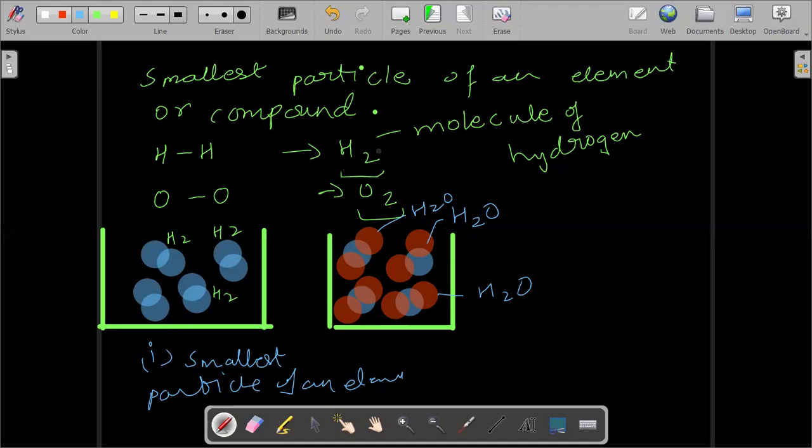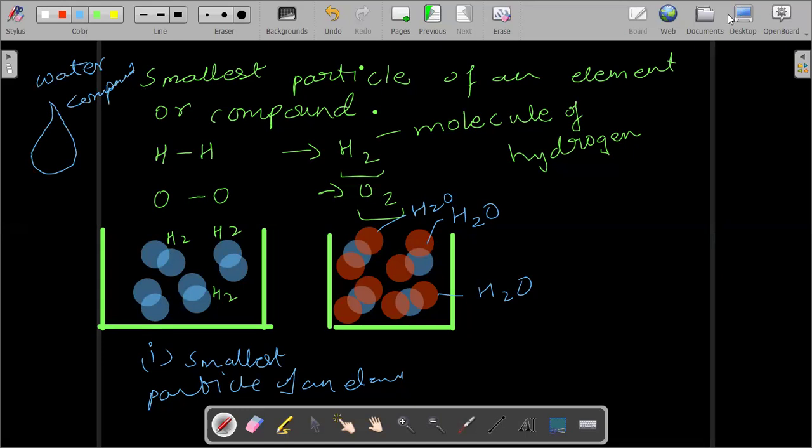Like water is the smallest particle of oxygen, right? In this case, if you consider even a drop of water, a drop of water will consist of a number of molecules of water. So water is a compound which is formed by a number of molecules. Got it?